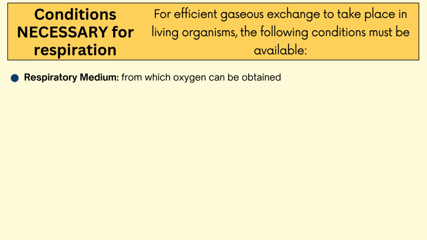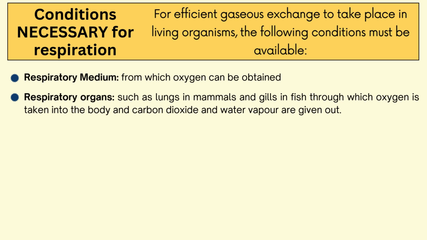Number two, respiratory organ. This is the organ such as lungs in mammals and gills in fish, through which oxygen is taken into the body and carbon dioxide and water vapor are given out. The taking in of one gas, that is oxygen, and the giving out of another, that is carbon dioxide and water vapor, is called gaseous exchange.